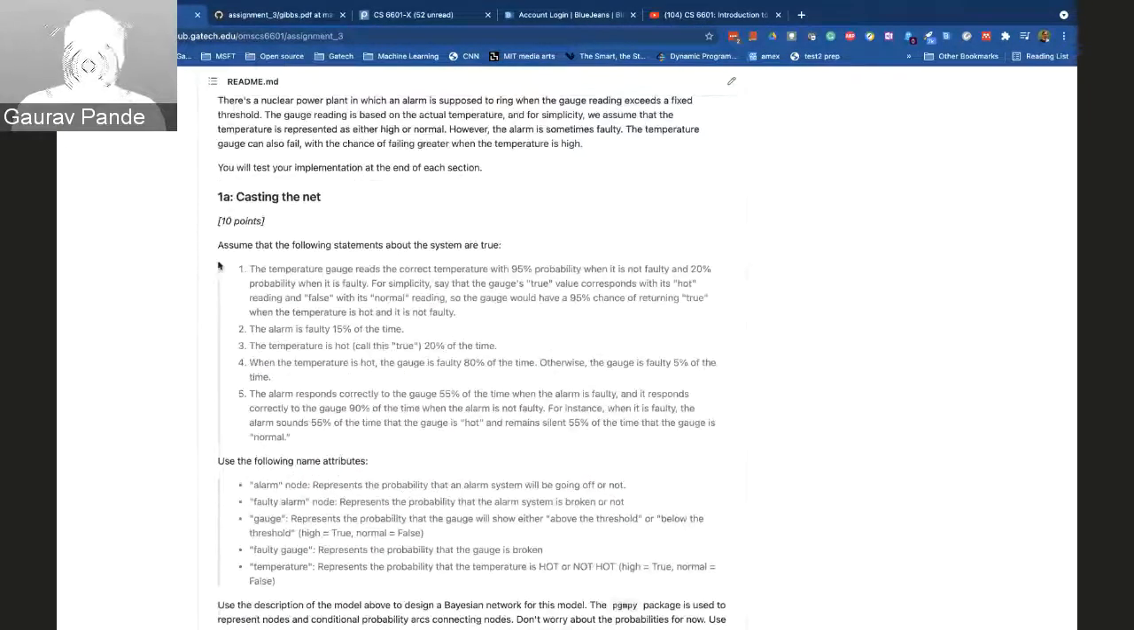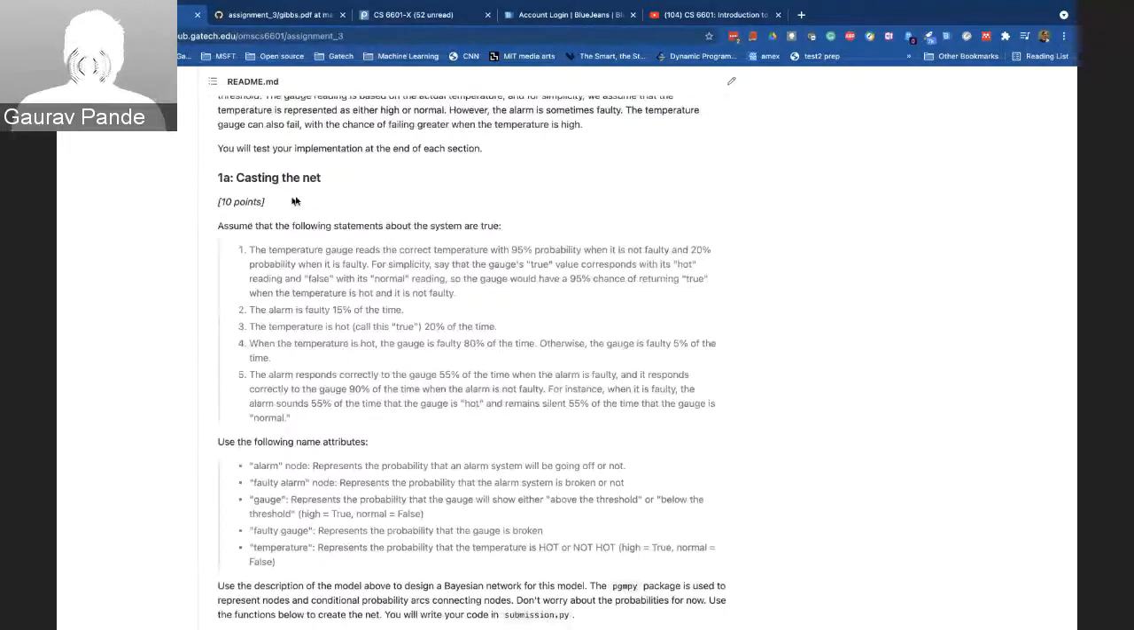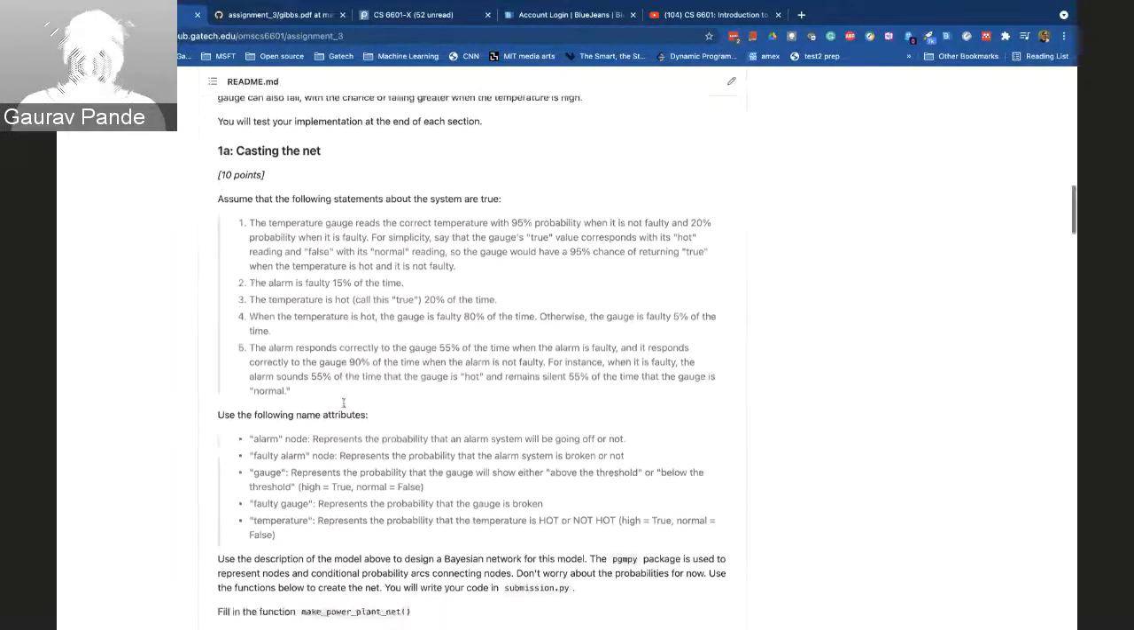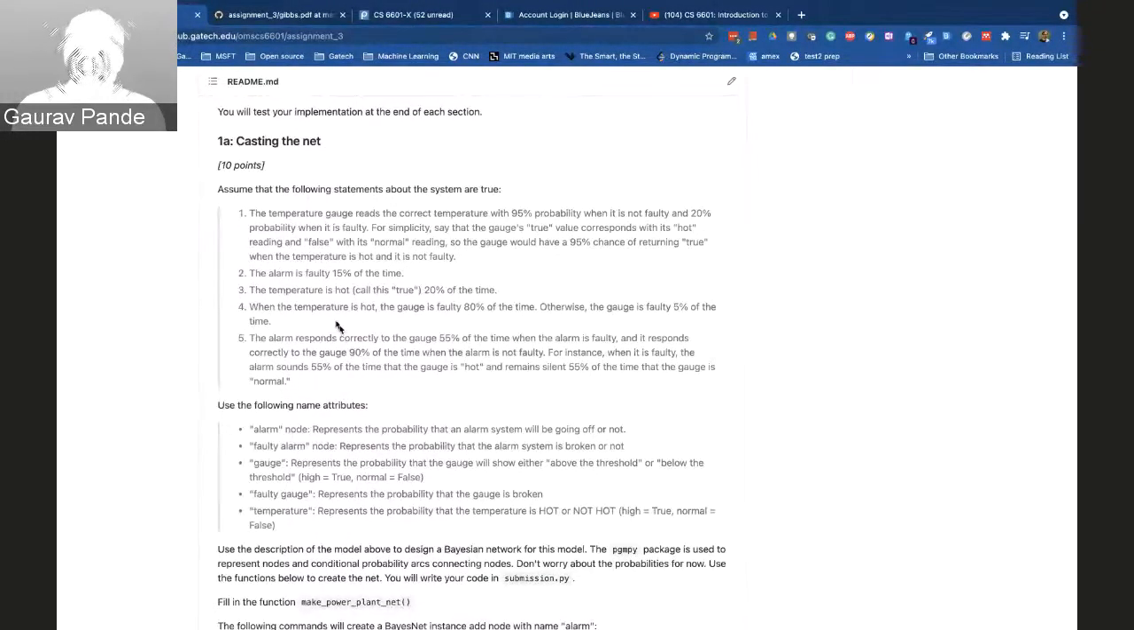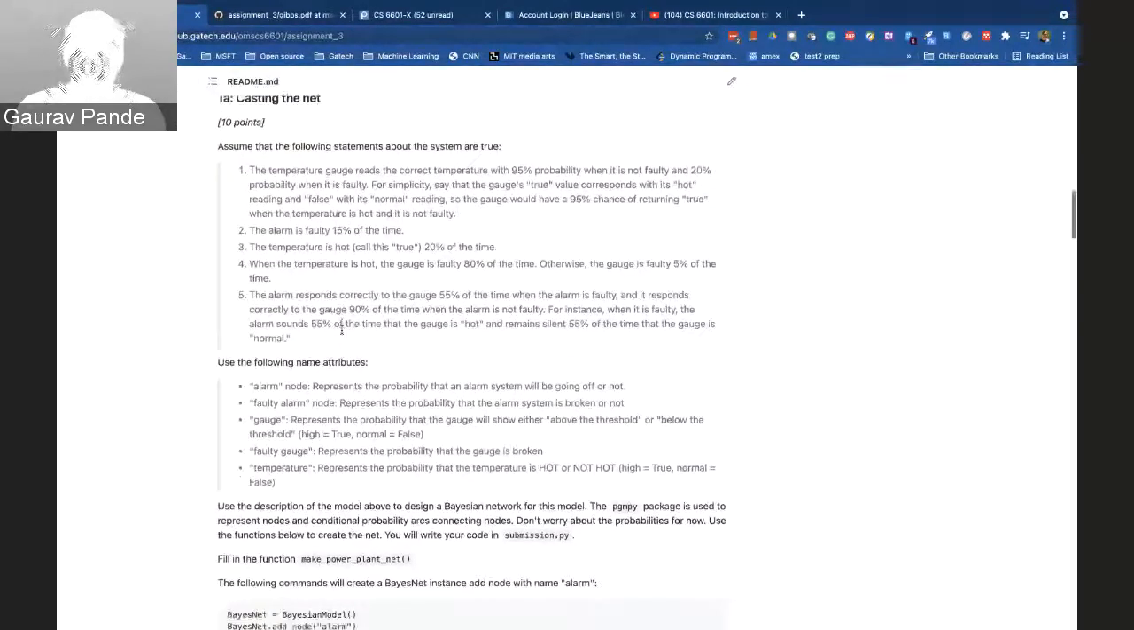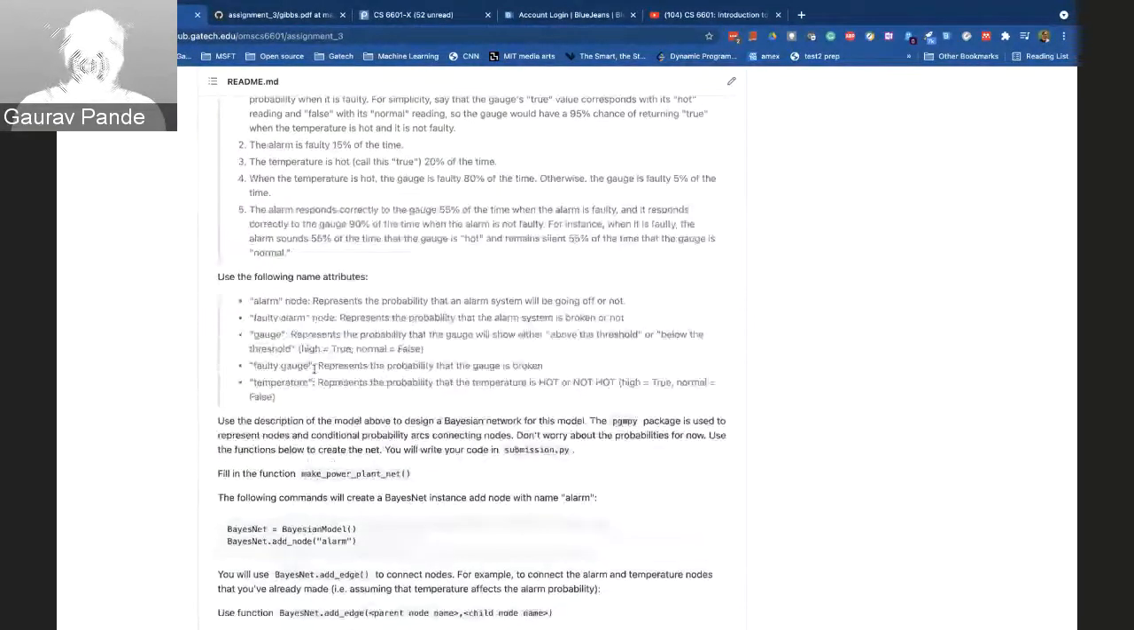I would suggest you read through all these statements here, which are there to help you decide the probability of each of these, and use these naming attributes. Please stick to the syntax here.